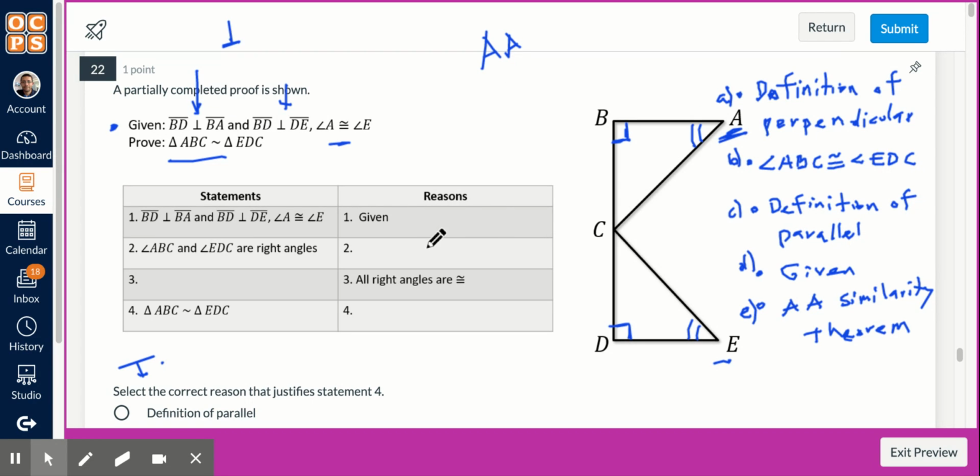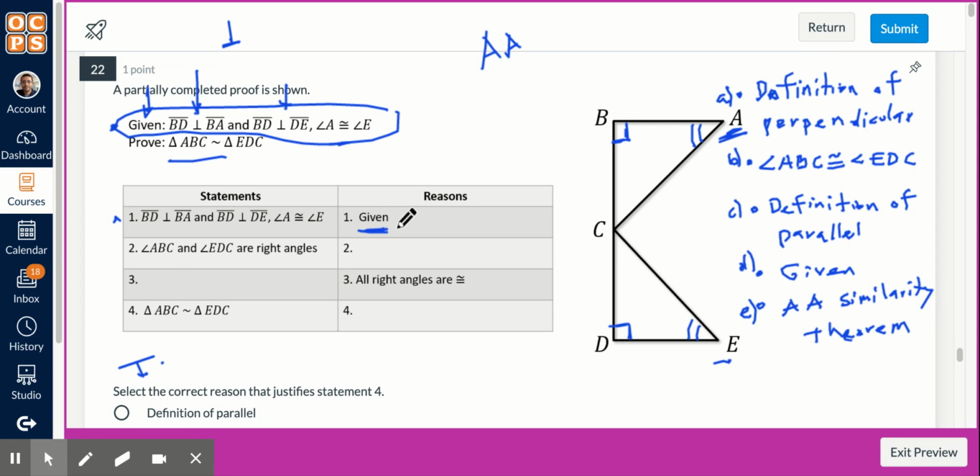So the first thing is I want to see which information is given. So BD perpendicular to BA. I'm going to put all this first statement in number 1, because that's the information that they gave me, then the reason is given. That's the reason for given.